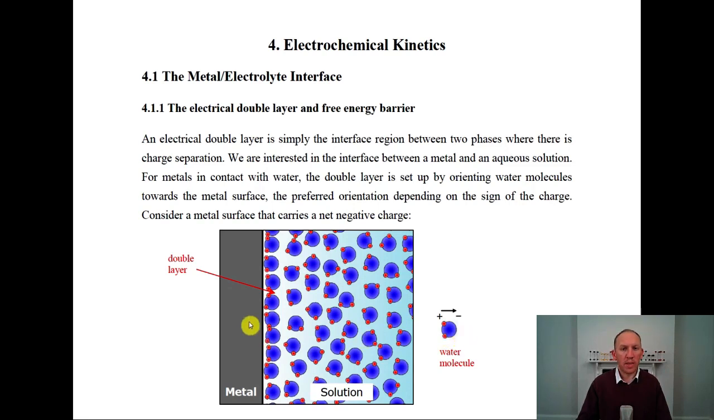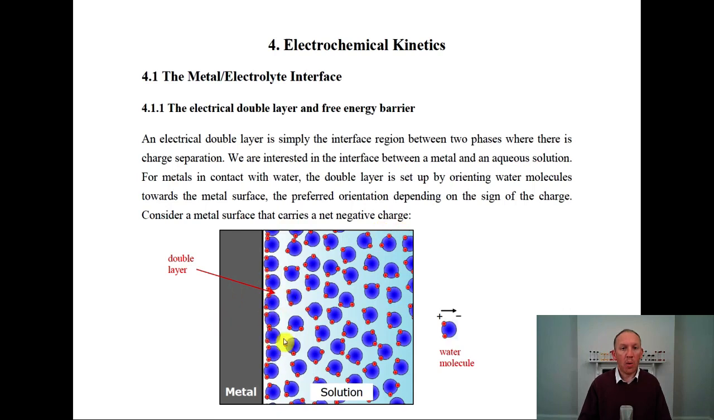Another important point is that the surface of a metal will have some net charge. This is associated with the fact that the atoms that are actually at the surface won't be bonded to the same number of other atoms as will be the case for atoms which are in the bulk of the material. Sometimes the net charge on the metal will be positive, sometimes it will be negative. For this example, let's consider what would happen if the metal surface carries a net negative charge.